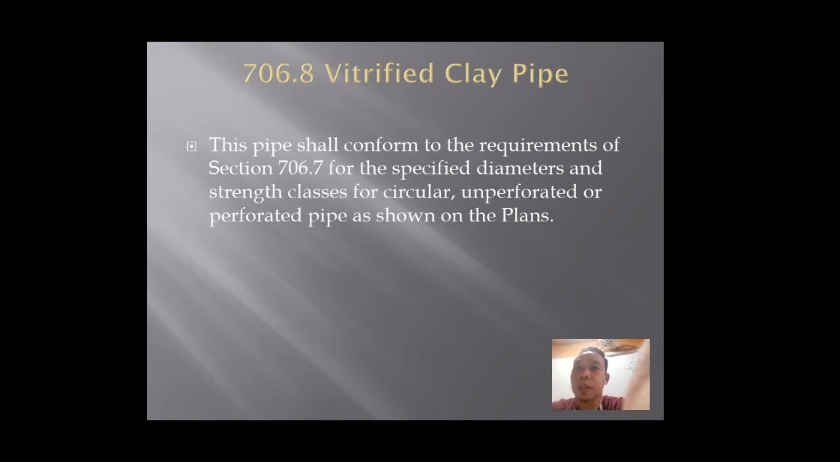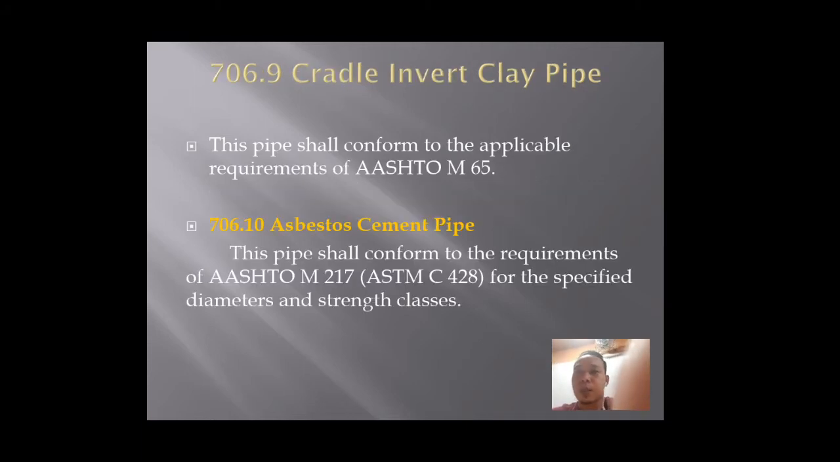Next one is sub-item 706.8, vitrified clay pipe. According to the book, this pipe shall conform to the requirements of section 706.7 for the specified diameter and strength classes for circular, unperforated or perforated pipe as shown in the plan. The next one is item 706.9, cradle invert clay pipe. This pipe shall conform to the applicable requirements of AASHTO M65.